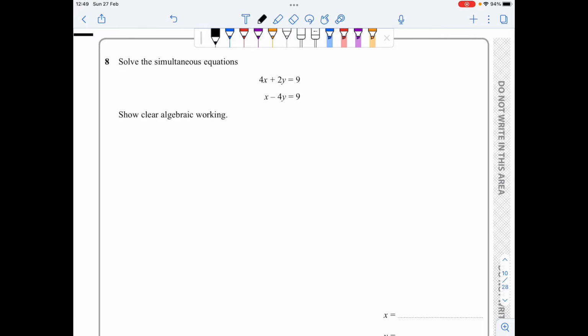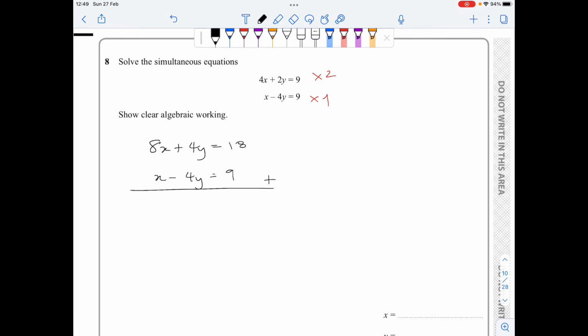In question 8, I can solve these equations either using elimination or substitution. I will proceed with elimination. I will multiply the first one by 2 and the second one by 1, so I'm keeping the second one the same. So I've got 8x plus 4y equals 18, and x minus 4y is equal to 9.